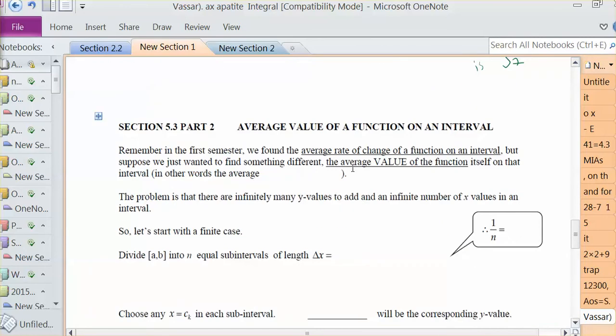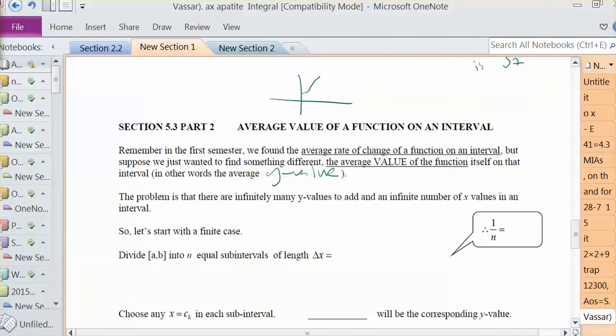So, average value of a function on an interval. Remember we did find average rate of change, right? That was to find the slope of the secant line. So we want to do something kind of similar but a little different, the average value of a function. In other words, we're trying to find the average y value.